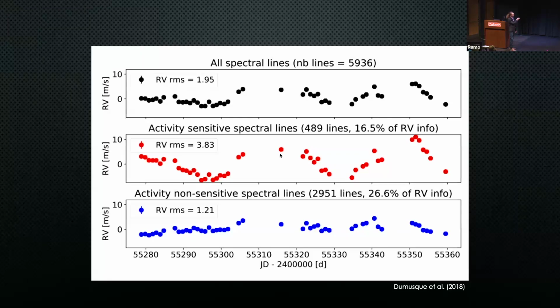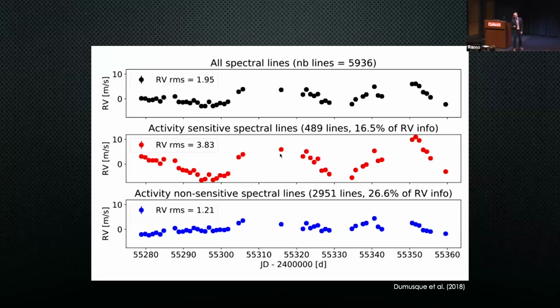So on top is the same data set, the raw RVs, before you make any selection of lines. In the middle, the colors have been reversed for some reason, but the red is when you only select the lines that are most sensitive to activity. And then the blue are the small collection of lines that are least sensitive to activity that show the least scatter. So you can improve the precision and the overall RMS of the radial velocity curve quite a bit.